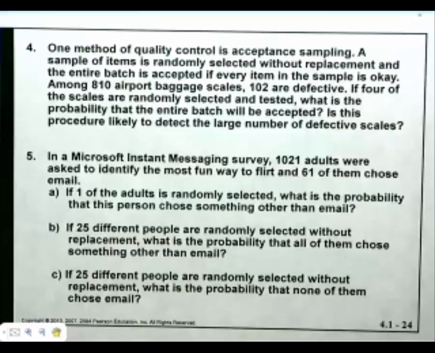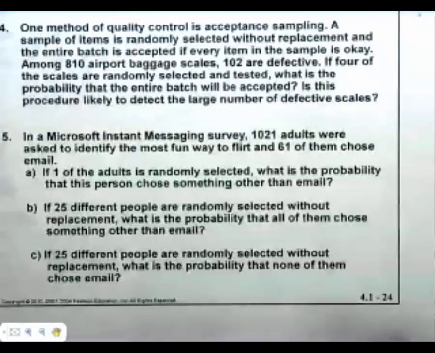Just looking at these numbers, do you think we should accept the whole batch? That's about 12% of them bad. Would my sample of size 4 catch that? That's the question. Rather than just saying my gut says no or my gut says yes, let's find the probability that if we reach in and grab 4, none of them are going to be bad. That's what we're looking for.